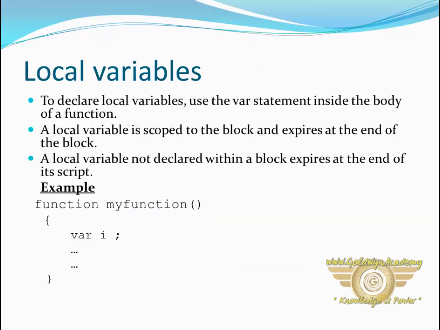Local variables. To declare local variables, use the var statement inside the body of a function. A local variable is scoped to the block and it expires at the end of the block. A local variable not declared within a block expires at the end of its script. Example: function myFunction. In the function, variable i is the local variable of myFunction.